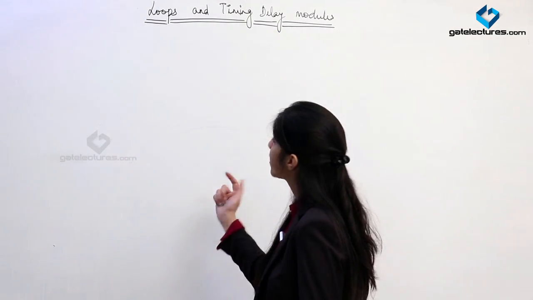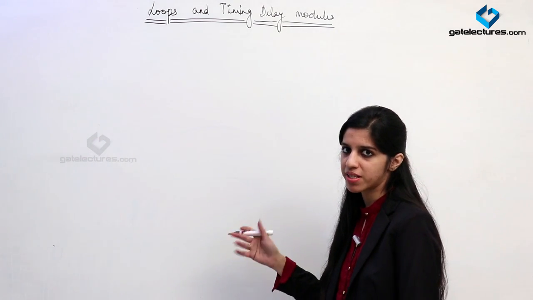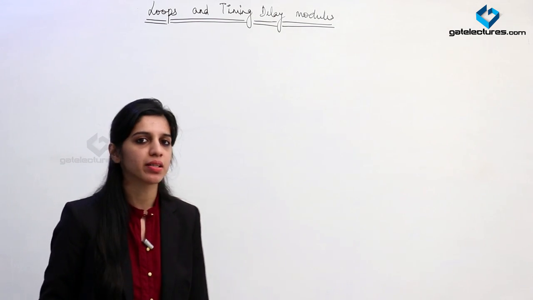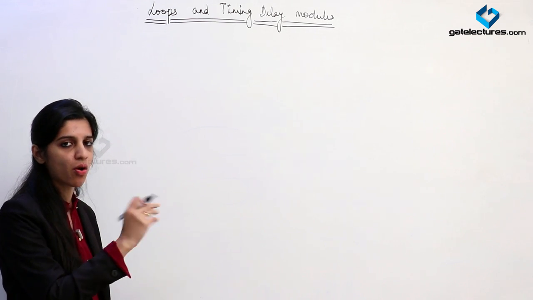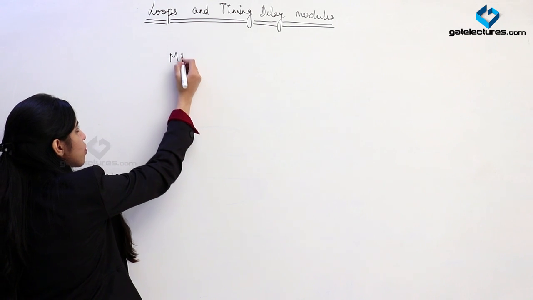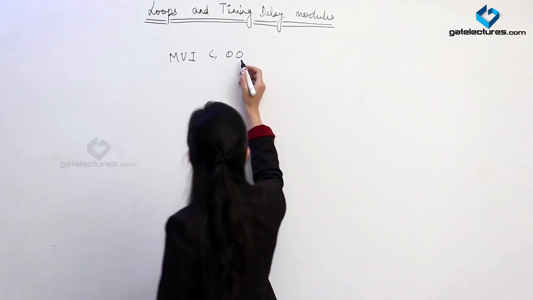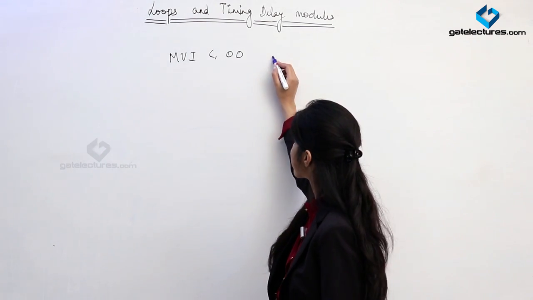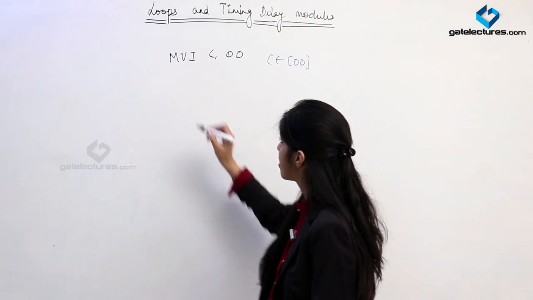So now we are going to look at timing delay modules. For this purpose, we have a basic module that we are going to use according to our desire. Whatever delay you want, you can use that module accordingly. Just have a look. We're using a basic program. Suppose MVI C, 00. What does this instruction do? This just loads C with 00.